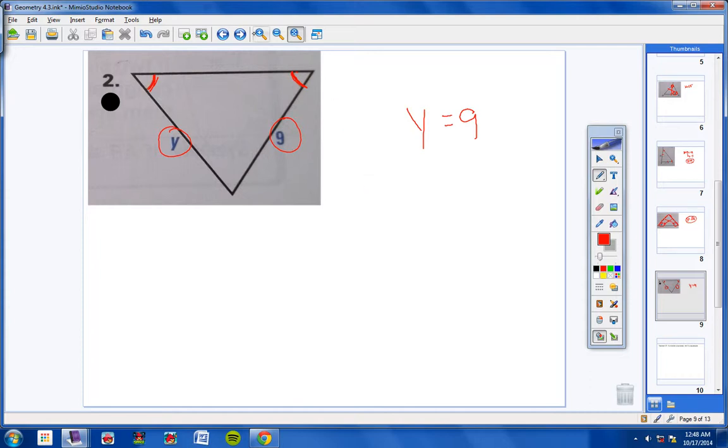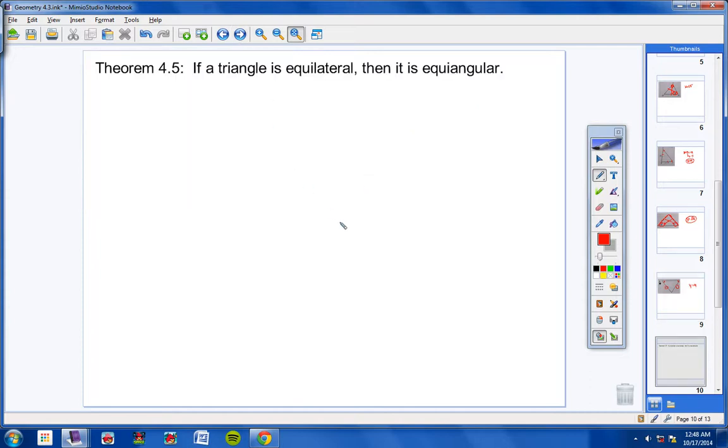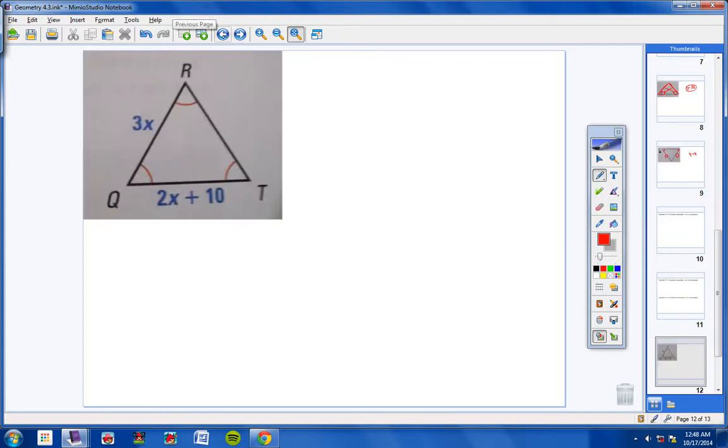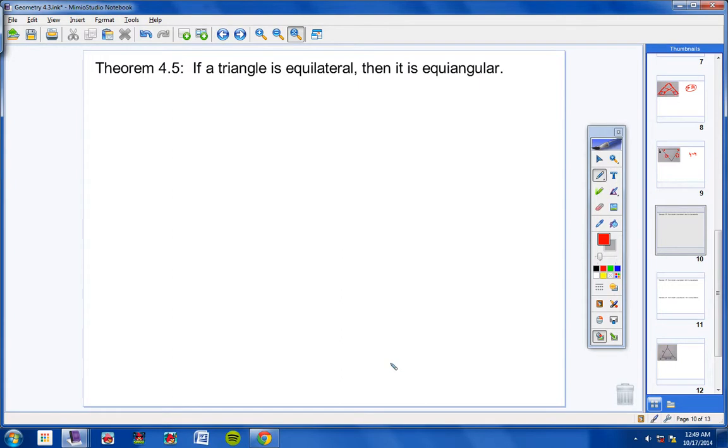Not too difficult stuff. Now, copy this theorem in your notes, please. We have two more theorems to learn. This one and one more, and then a problem, and we're finished. Please copy this in your notes. Theorem 4.5. If a triangle is equilateral, then it's equiangular. Write that down, please. If a triangle is equilateral, then it's equiangular.